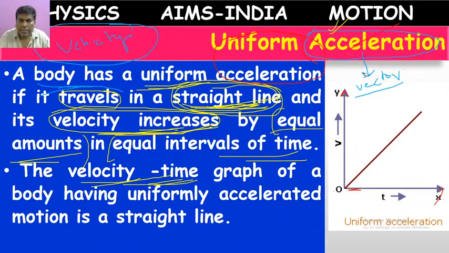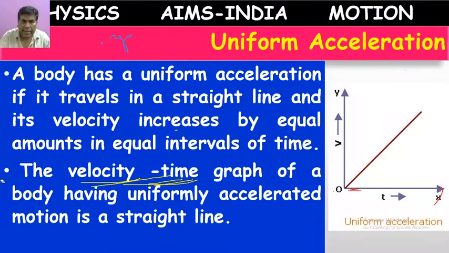This straight line is an example of a uniform acceleration graph. It's a velocity-time graph. As it obeys the uniform acceleration conditions, we can tell that it is a uniform acceleration graph.